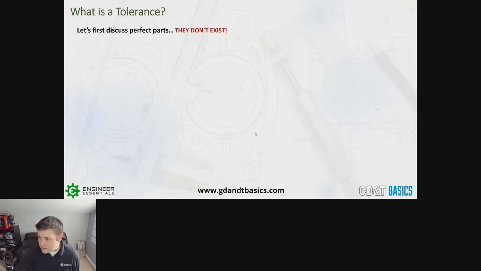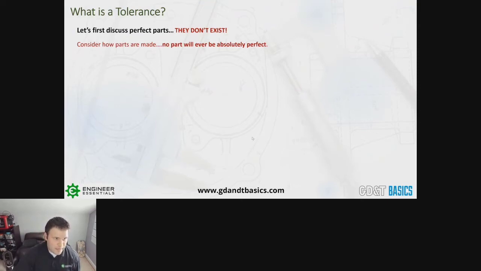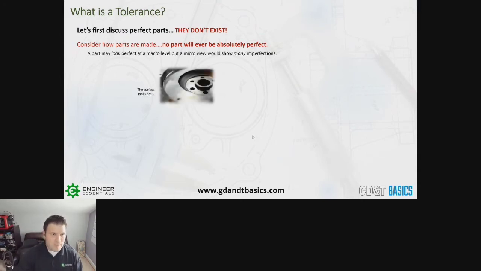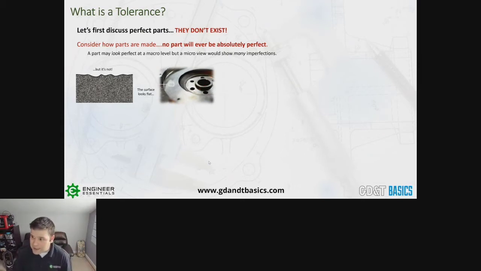They don't exist in real life. Your CAD model will never physically exist in its perfect shape. It'll always be off by a couple microns here, maybe, or a few thousandths here. Consider how parts are made. No part will ever be perfect. A part may look nice and smooth. You may have a part here like this, which looks very smooth. But if you dive down into the surface, you have these imperfections.